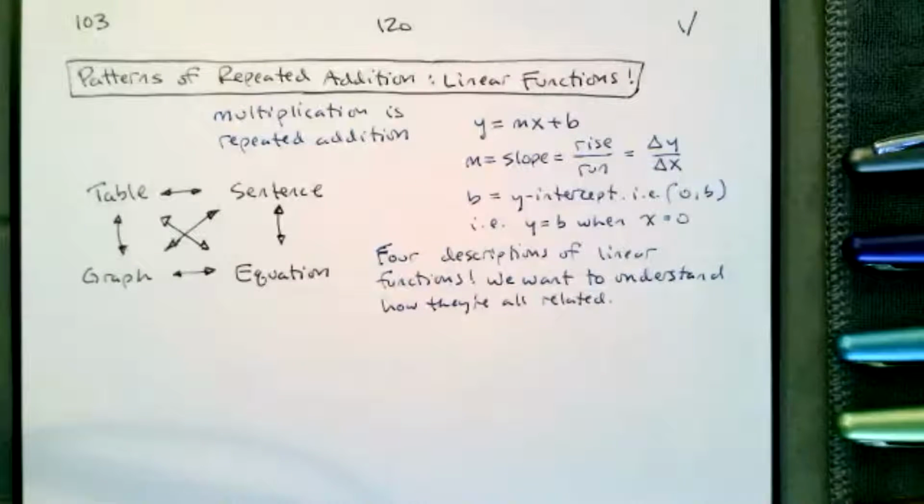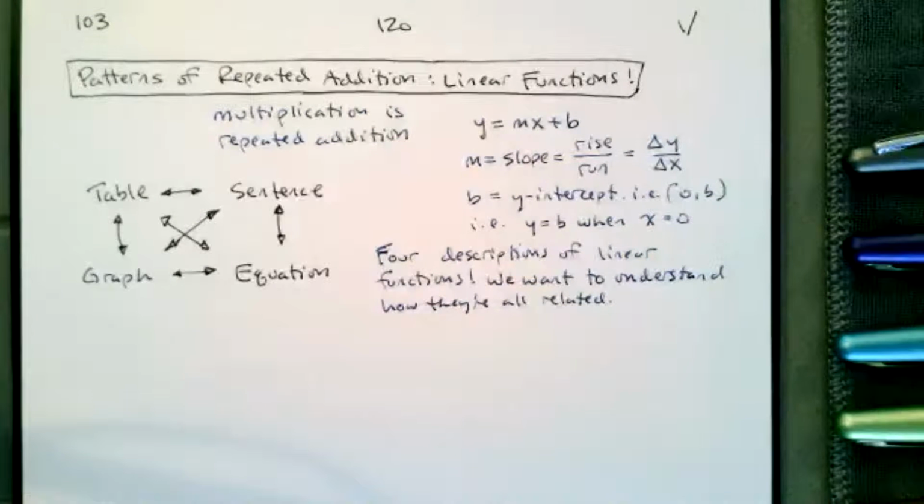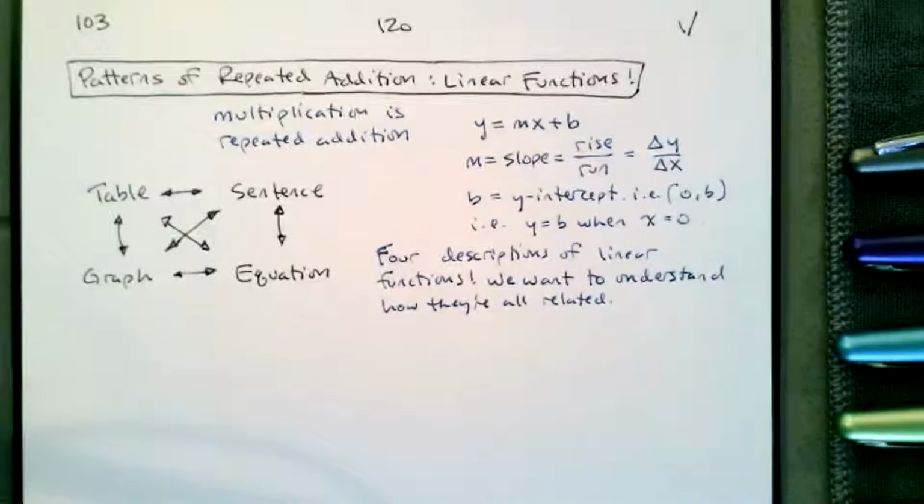And then for a more abstract goal, we also want to understand the process by which we understand how they're all related, so we can extrapolate this to other types of operations. Specifically, we're going to switch from repeated addition to repeated multiplication and describe our patterns of repeated multiplication with exponents, because exponents are repeated multiplication.